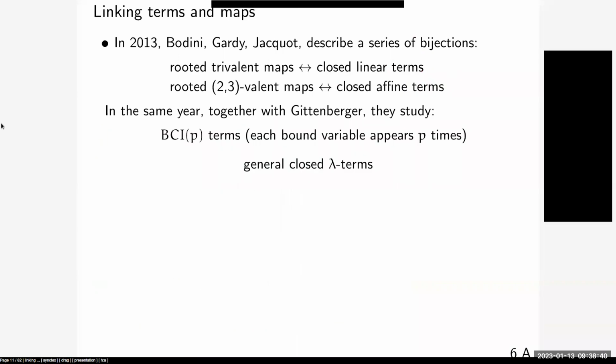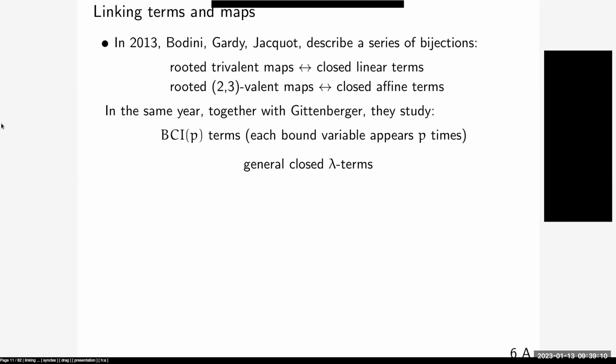And so what is the connection between these two objects I have introduced? The connection was first discovered perhaps in 2013 when Bodini, Gardy, and Jacob described a series of bijections between rooted trivalent maps and closed linear lambda terms, and a bit more generally between rooted 2-trivalent maps and closed affine terms. Trivalent maps are those that have the property that each vertex, except for the root, has degree 3, right? And 2-trivalent maps is the same thing, but we allow also for degree 2.